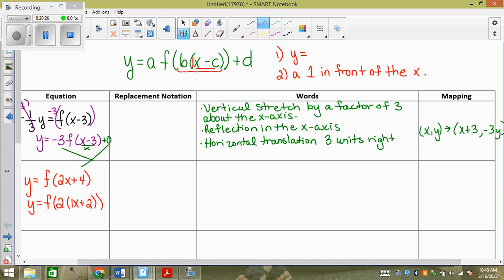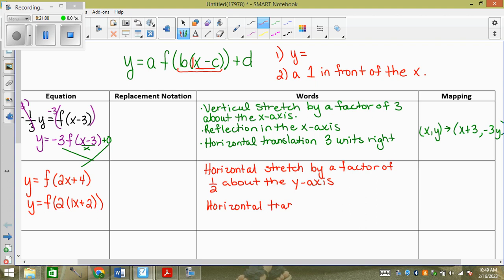True statement? Okay. So this one has a horizontal stretch by a factor of what? 1/2 about the y-axis every single time. It's always about the opposite. So it's horizontal, it's about the y-axis. And then we have a horizontal translation, what? Yeah, 2 units left.